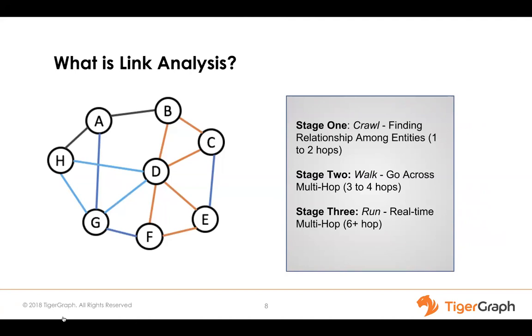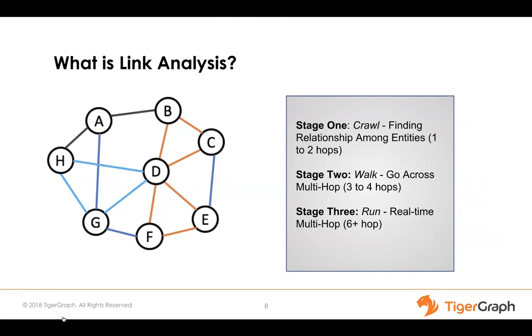For stage 1, crawling, it means identifying 1 to 2 hop relationships between entities. That's the basic leap that enterprises can achieve with a graph database in a much easier manner than with relational databases. For stage 2, you're walking. You're finding connections of more than 2 hops. You may already identify patterns such as a triangle or a circle in this stage, or you traverse a few different longer paths and find interesting insights you didn't realize.